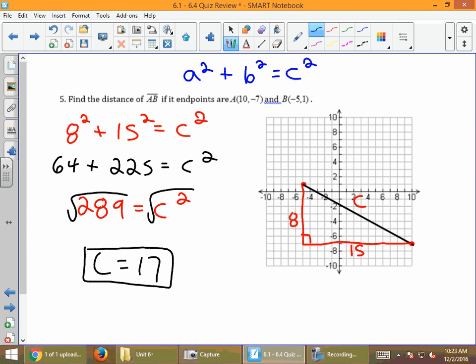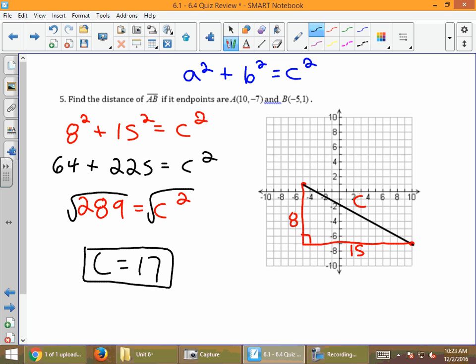The only one that goes to row is 3, 4, 5. The next one after that is 5, 12, 13. The next one after that is 8, 15, 17. The 6, 8, 10. There's many more of them. But there it is. Again, if you need to recognize it's a Pythagorean triple, the Pythagorean theorem won't fail you. All right, C is 17 units.